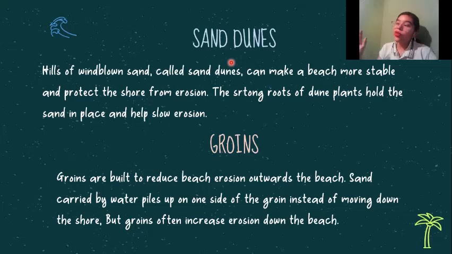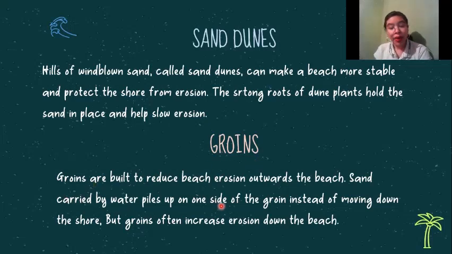So these sand dunes are bumps or small hills made from windblown sand that form on beaches, coastlines and shores, and they make the beaches more stable because they have plants, and these plants have roots. These roots go all the way down through the sand, and they become stable, and they hold the sand down. And groins are built to reduce beach erosion.